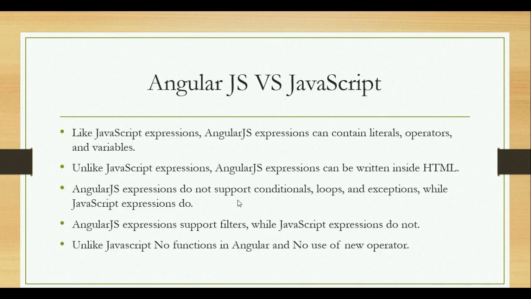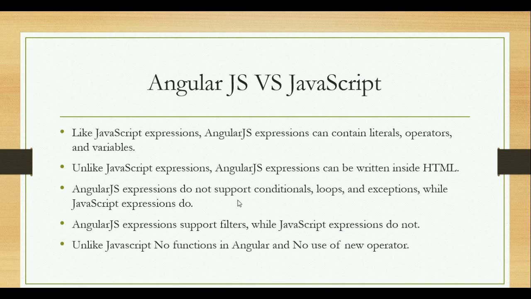So coming to the next point, and that is a very important point, how AngularJS is different in comparison with JavaScript. So we're going to be looking into that. The first point is that, like JavaScript expressions, AngularJS expressions can contain literals, operators, and variables. This is the point that we have discussed earlier, right? So in that category of literals, operators, variables, AngularJS and JavaScript are the same.